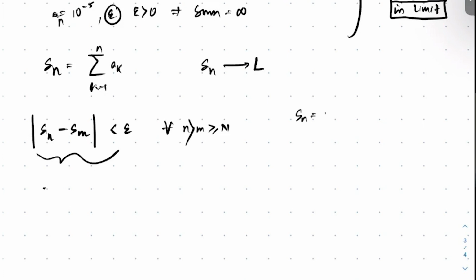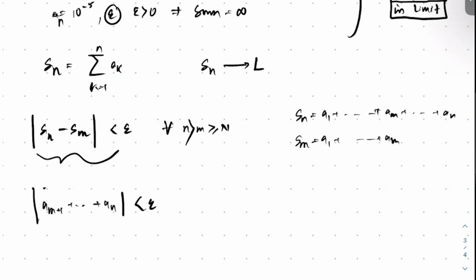Sn is a1 plus dot dot am plus dot dot an, till an, since n is greater than m, and Sm is a1 plus dot dot am. So if you take the subtraction, this is nothing but the modulus of am plus 1 plus dot dot dot summation of an. This is less than epsilon, for all n greater than or equal to this.